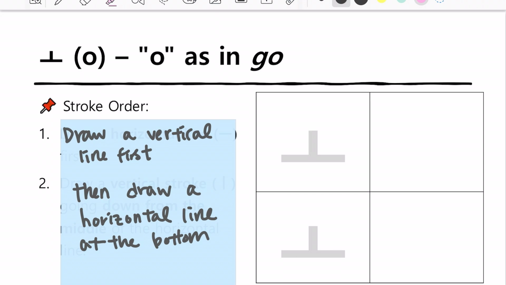Next, we're going to learn O. O as in go. The stroke order is simple. Draw a vertical line first, and then draw a horizontal line at the bottom. So vertical line first, and draw a horizontal line at the bottom.